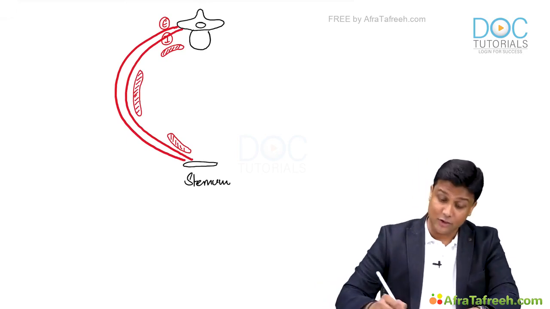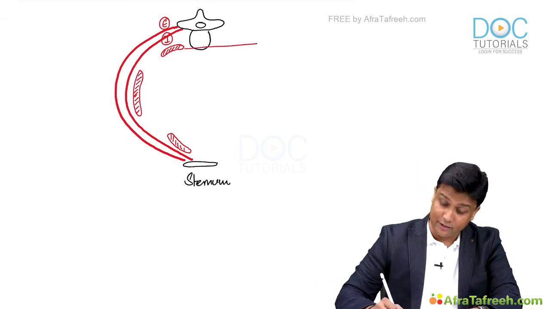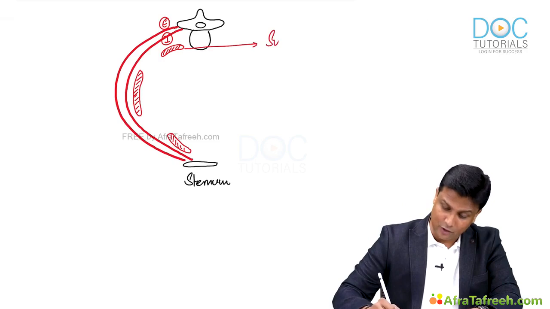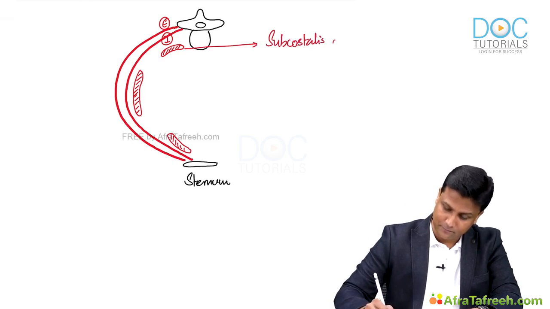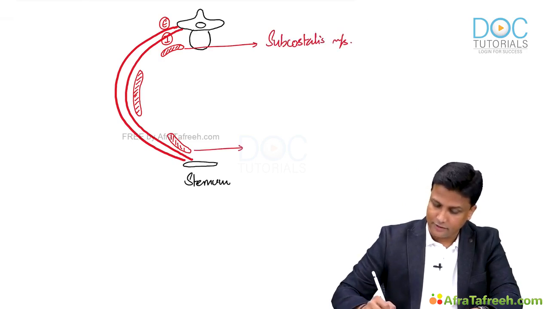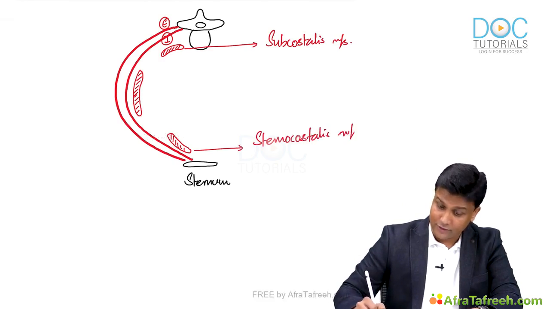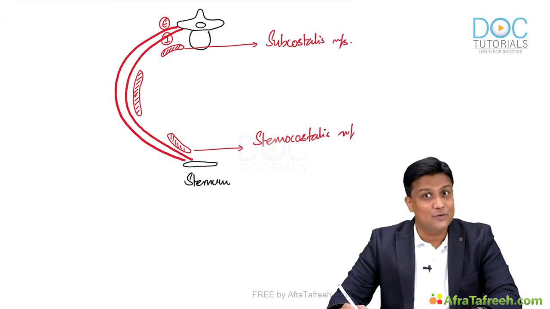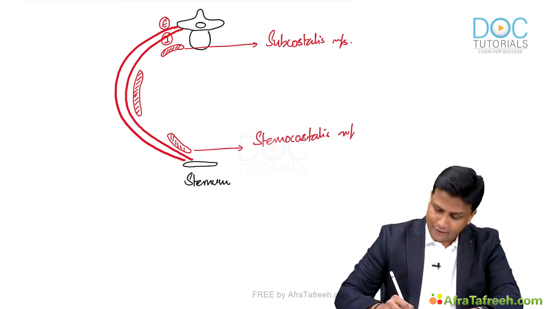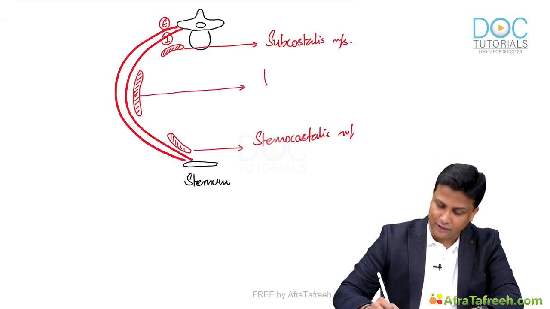Wow. So let us just write down the name now. Nearby the vertebrae, you have the subcostalis muscle, and this one here will be the sternocostalis muscle. And I told you the other name of this one, it is also referred to as transversus thoracis, keep in mind.